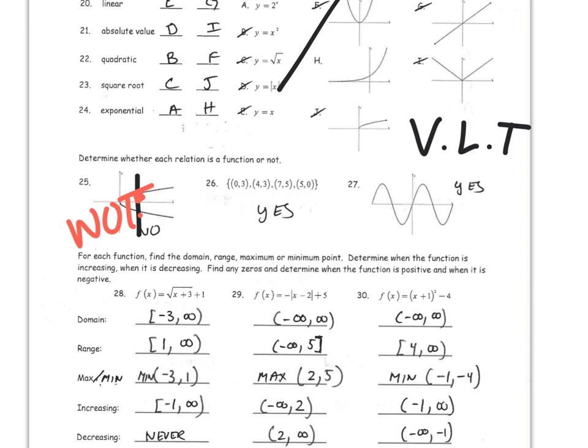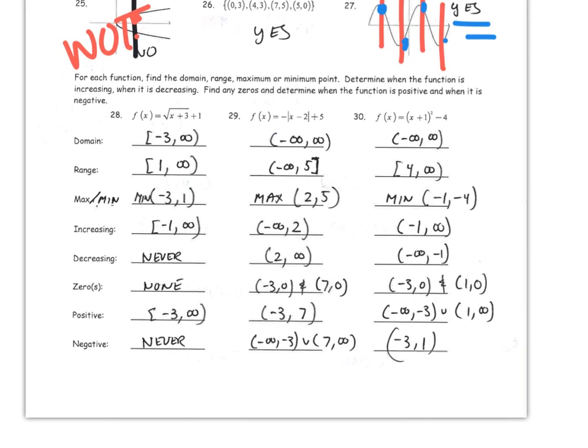And then for 27, that is a sine function. And anywhere we draw a vertical line, it crosses only once. That means yes, it is a function. Okay. Moving on to these.